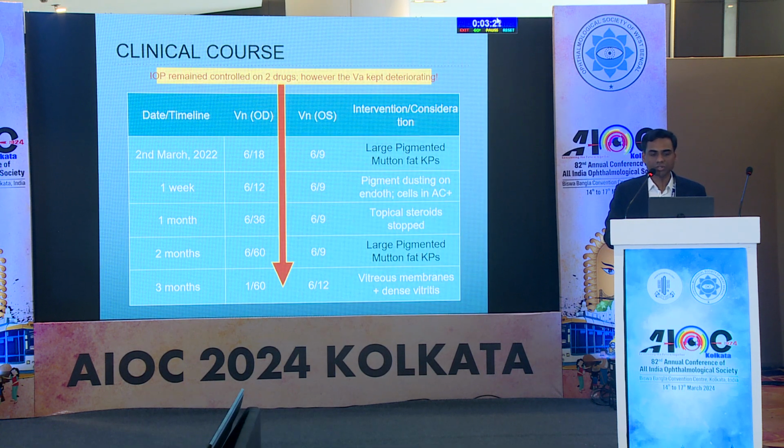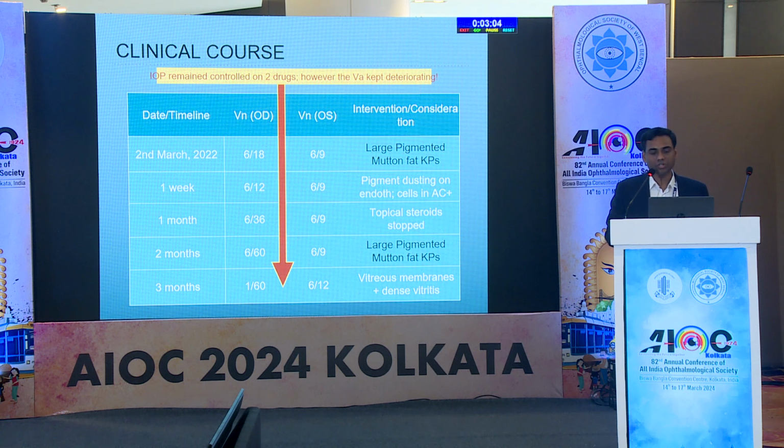The IOP remained controlled. However, the vision kept on deteriorating in front of our eyes. She had large mutton fat KPs initially, with dense vitreous membranes. So we were a little confused whether she's having uveitis or she has pigment dispersion glaucoma.